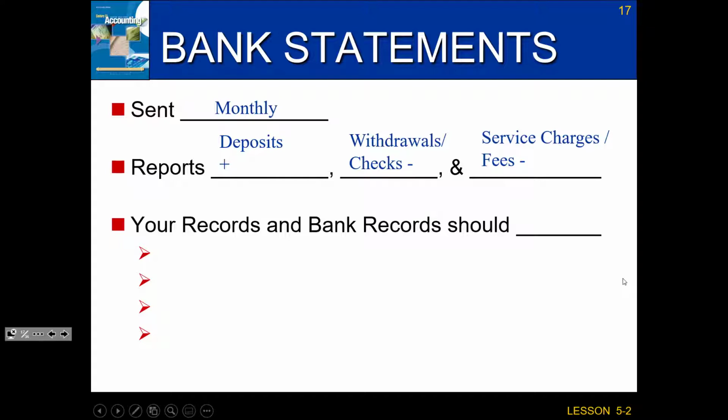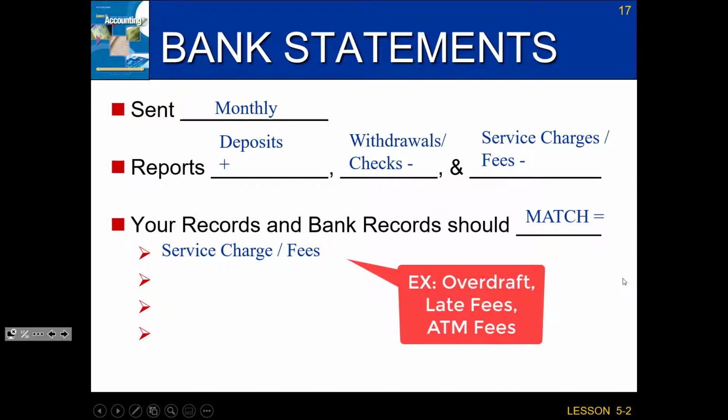So the big thing here is that your accounting records and the bank records should match or equal out and be the same. But there are 4 reasons where they might not match. The first reason is if you got a service charge or fee that you weren't aware of from the bank, you might show that you have more money than what the bank shows you. Some examples of service charges or fees could be like an overdraft where you wrote a check and you didn't have enough money. It could be an ATM fee or something like that.